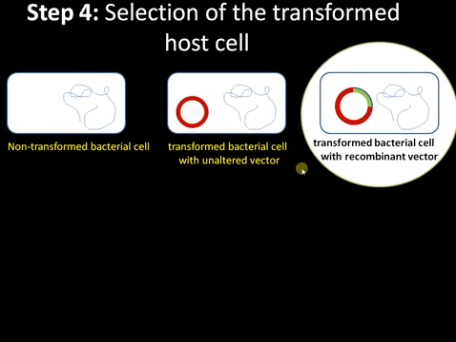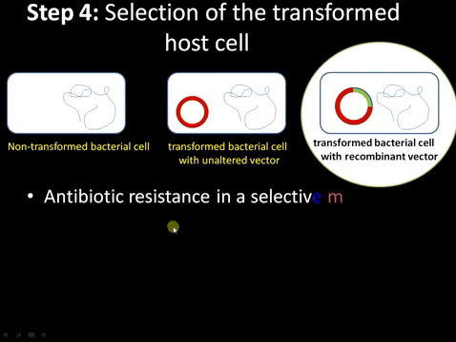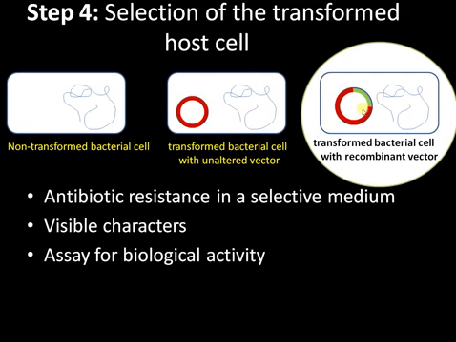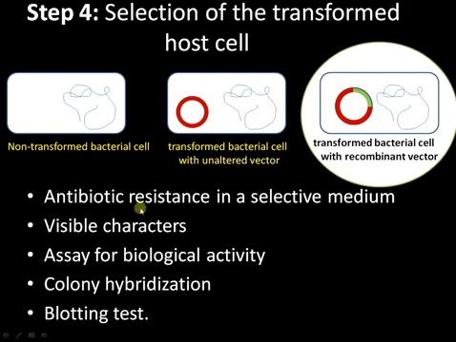There are different ways by which we could select these, maybe by growing in a selective medium with antibiotic resistance, or this gene may be coding for some characters that are visible, or maybe if it is an enzyme, we will be adding some substrate and getting some color in the colonies in which we have our gene of interest, maybe by colony hybridization, blotting tests, etc. For antibiotic resistance selection in recombinant selective medium, you can refer to our video gene cloning vectors.